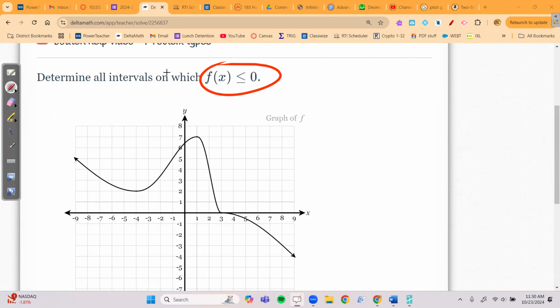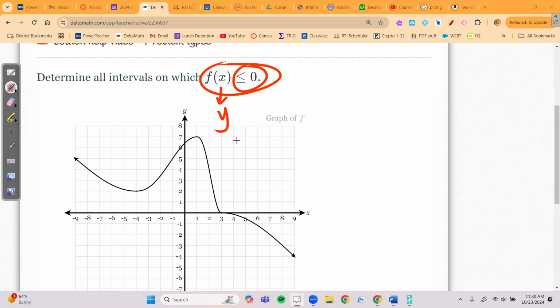The first thing you need to agree on is this: from this point on in your math life, when you see f of x, you should think of it as y. A function value, an f of x value, is essentially a y coordinate value. So what this is asking us to do is find all intervals on this graph for which y is less than or equal to 0.